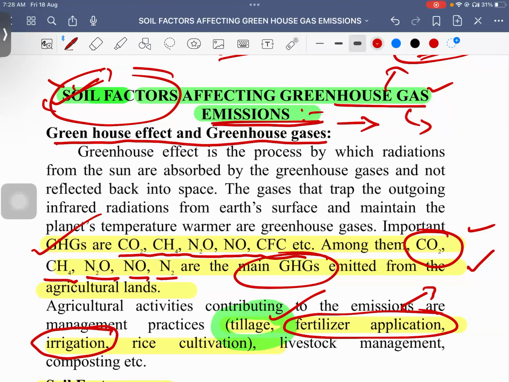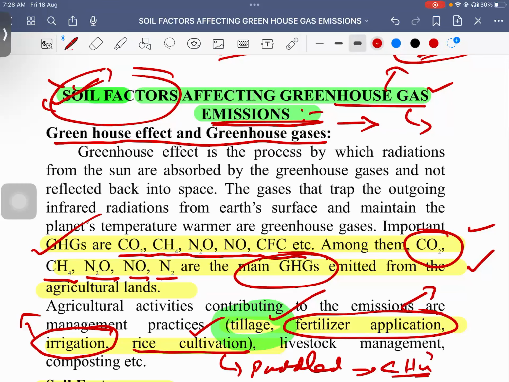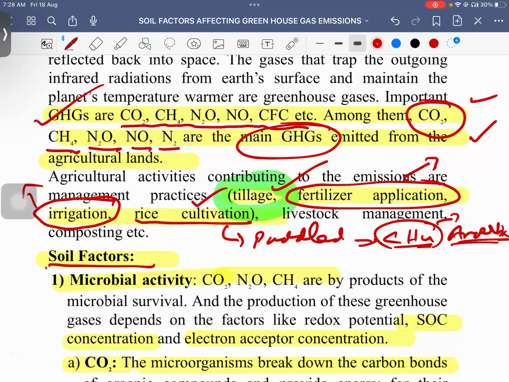Then irrigation. We will discuss in detail how irrigation can lead to different greenhouse gases. And as I told you, rice cultivation, in the case of puddled rice, contributes to methane emission, because there is standing water and an anaerobic condition that is prevalent in the reduced zone.